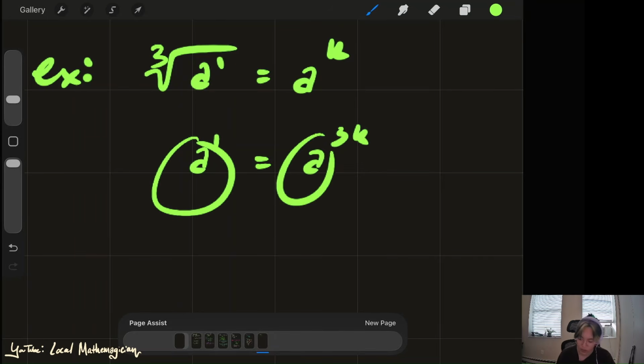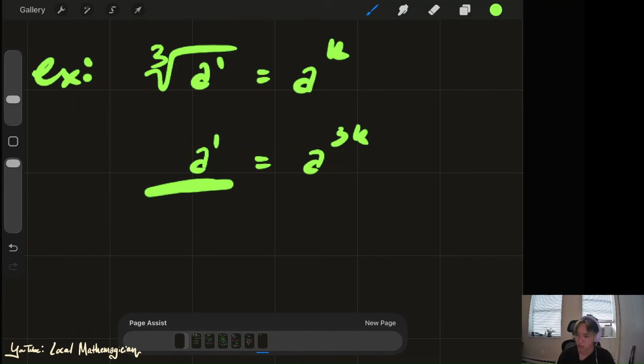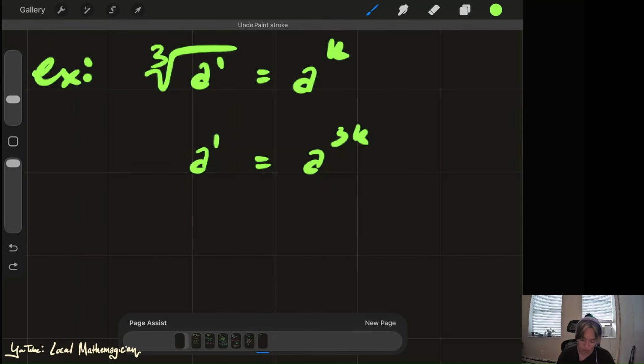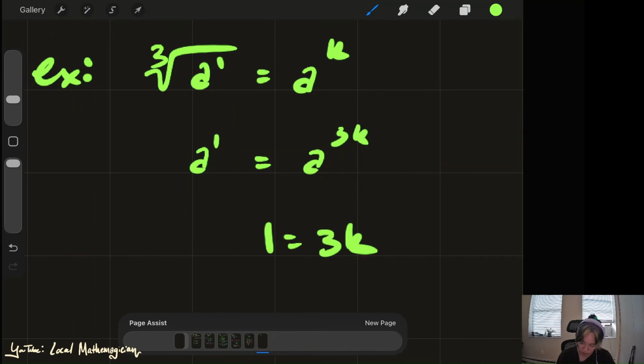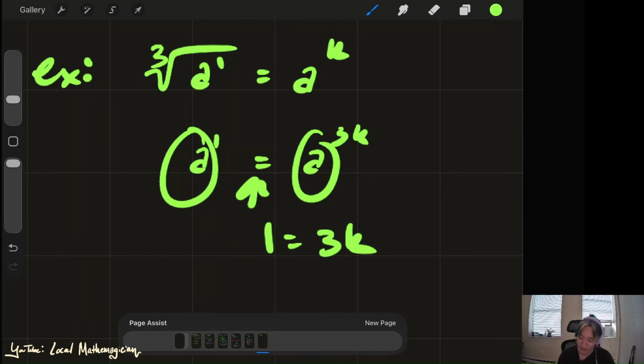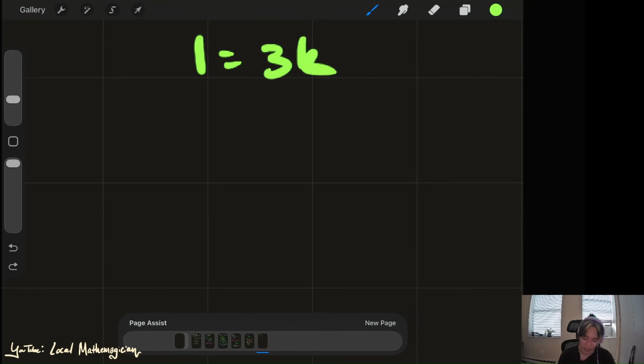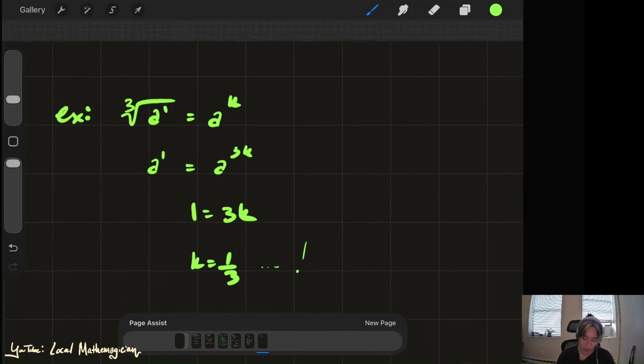Again, bases are the same. I say that this expression is equal to this expression, which means 1 must equal 3k. Again, this only applies when the bases are the same and I'm saying both sides are equal, okay? 1 is equal to 3k means k must equal 1/3, which means you have the cube root of a is equal to a to the 1/3.